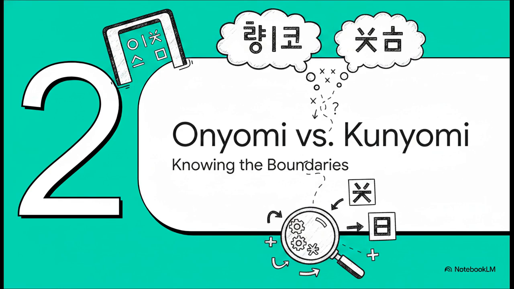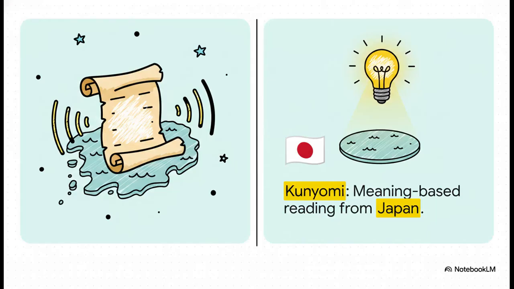Look, before we can actually start hacking the language, we need to know the rules of the game, right? In Japanese, kanji generally have two different ways you can read them, and mixing them up, that is a classic beginner trap. So we have onyomi and kunyomi. Onyomi is the sound-based reading. This is the pronunciation that was imported directly from China way back in the day.